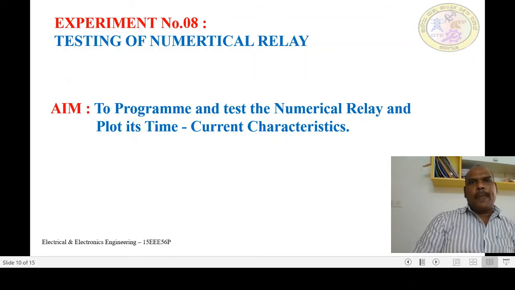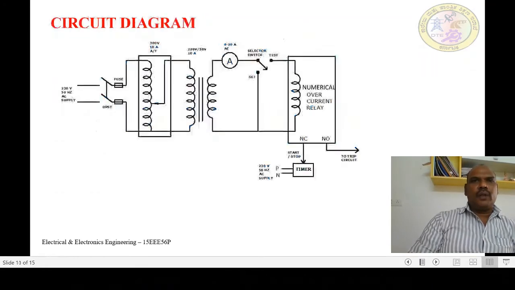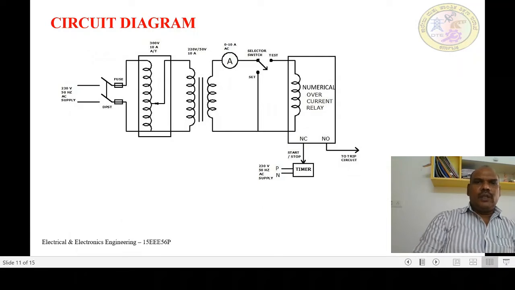So next we will see the experiment. The aim of this experiment is to program and test the numerical relay and plot its time current characteristics. So this is the circuit diagram. In the circuit diagram, you can see here, this is the relay to be tested.